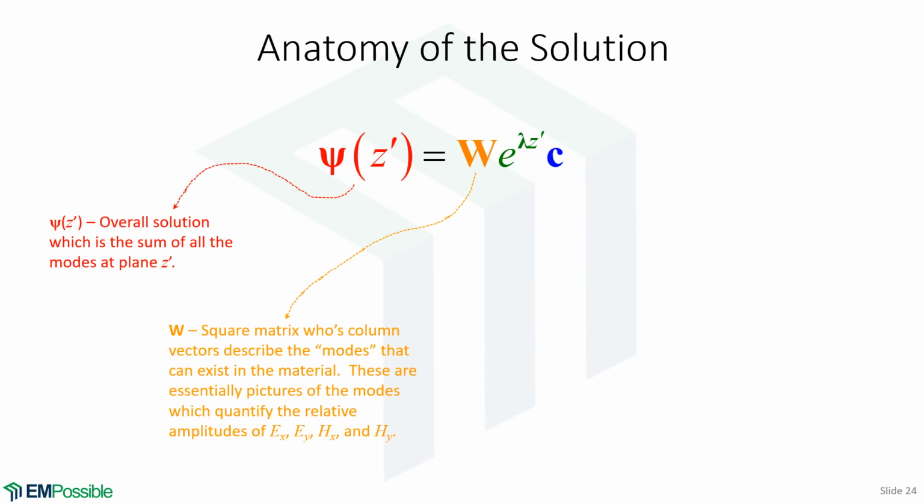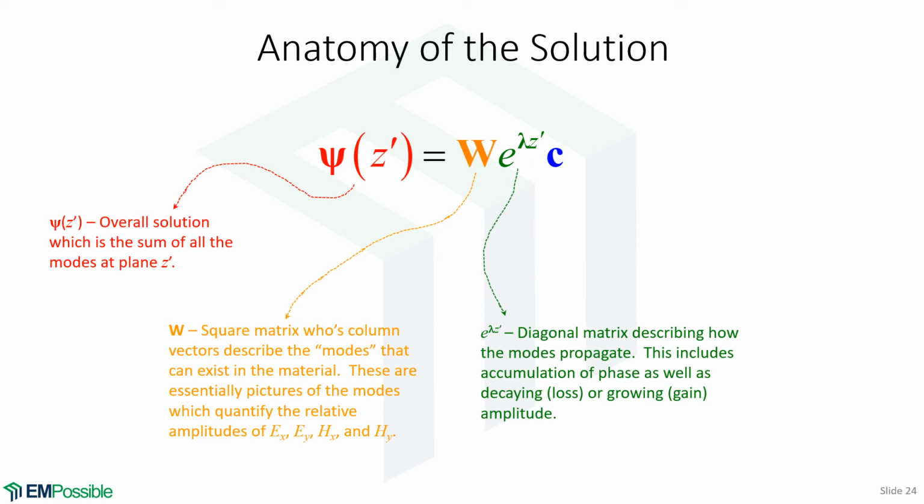W is our eigenvector matrix. This really is the picture of the modes. It doesn't really tell us the amplitude of the modes. It just tells us relatively the magnitudes of E and H with respect to each other. It's not telling us how much power or the amplitude of that mode, just the pictures of the modes.